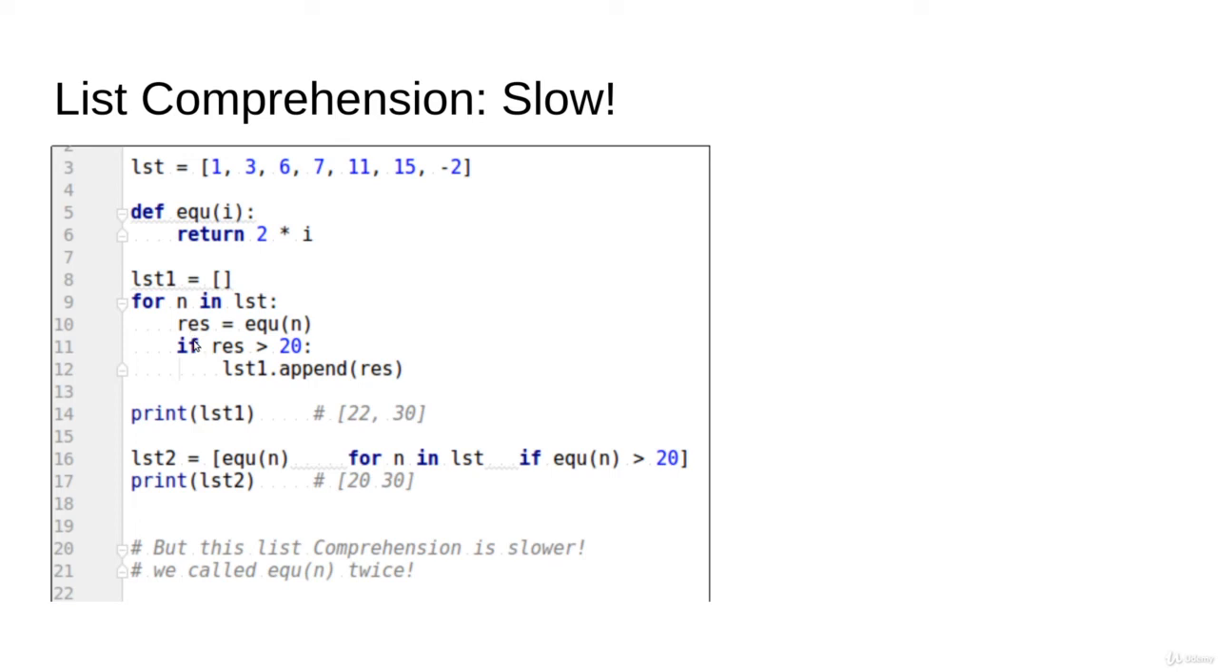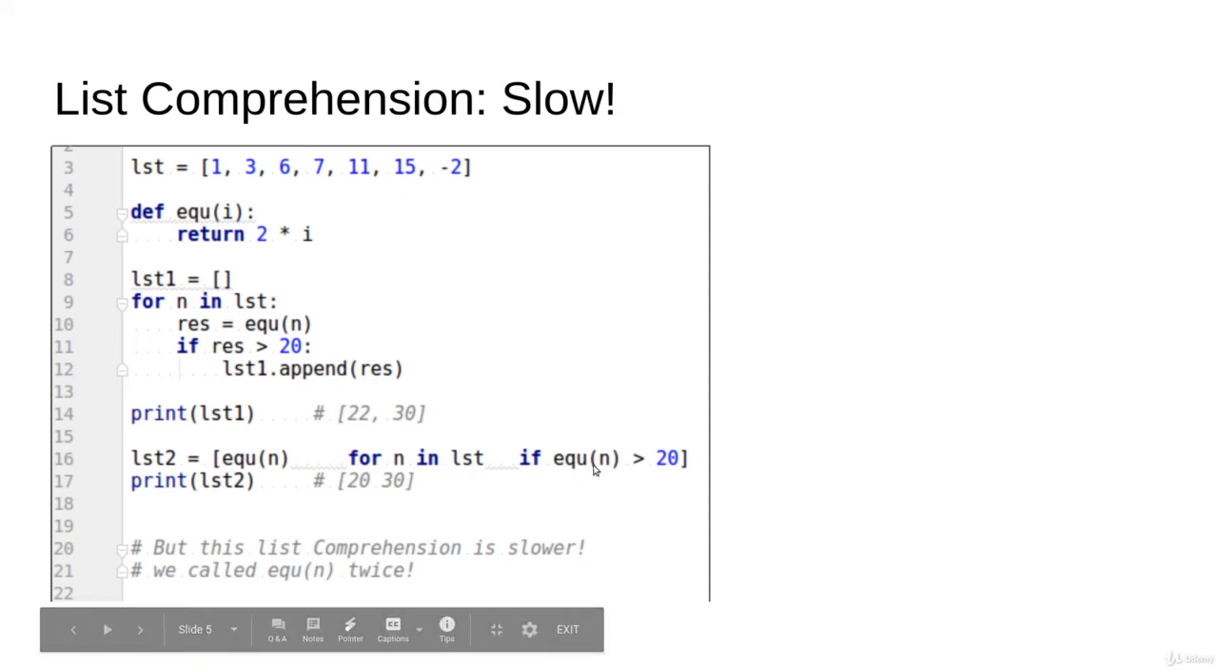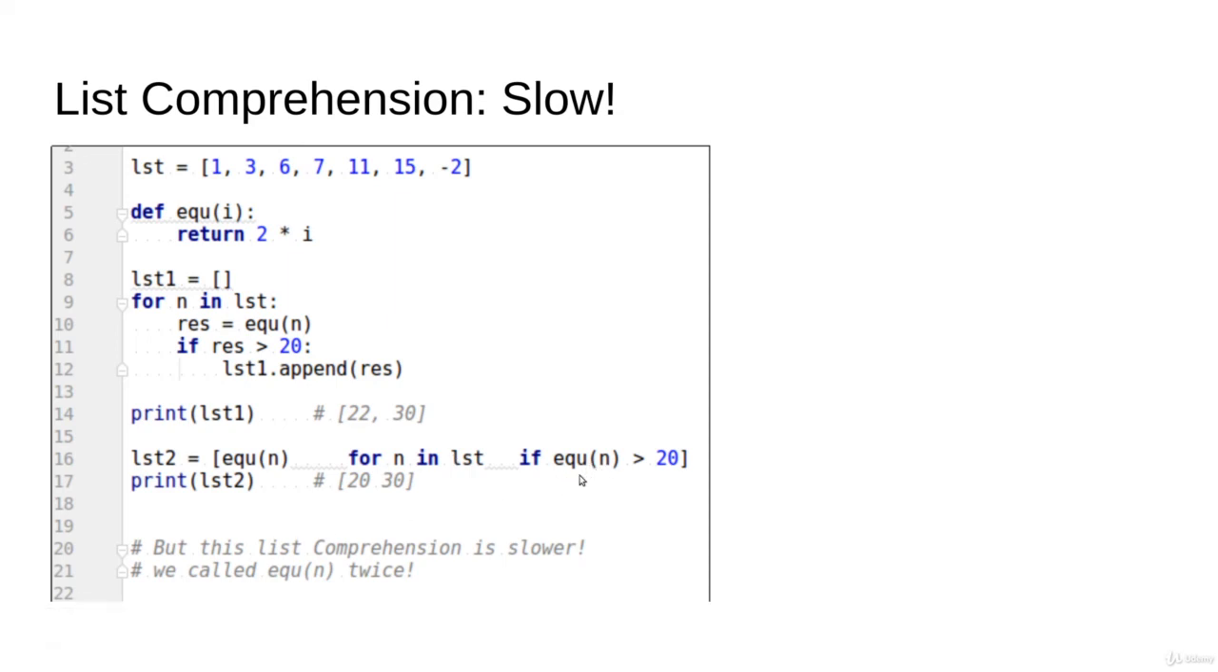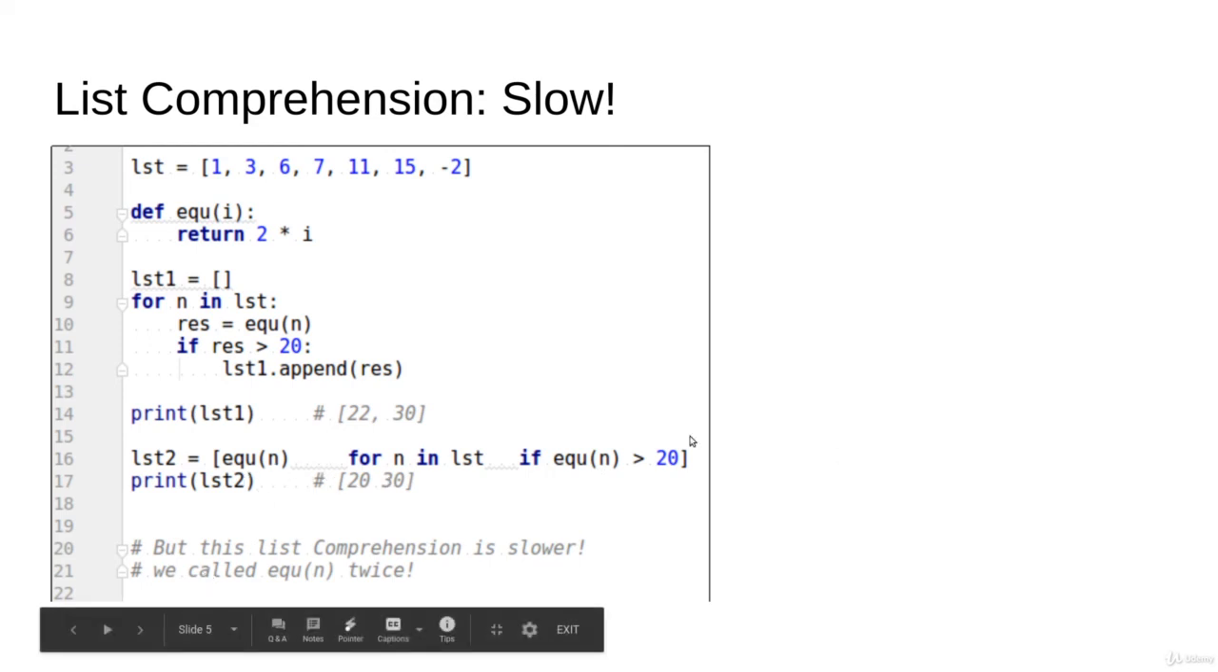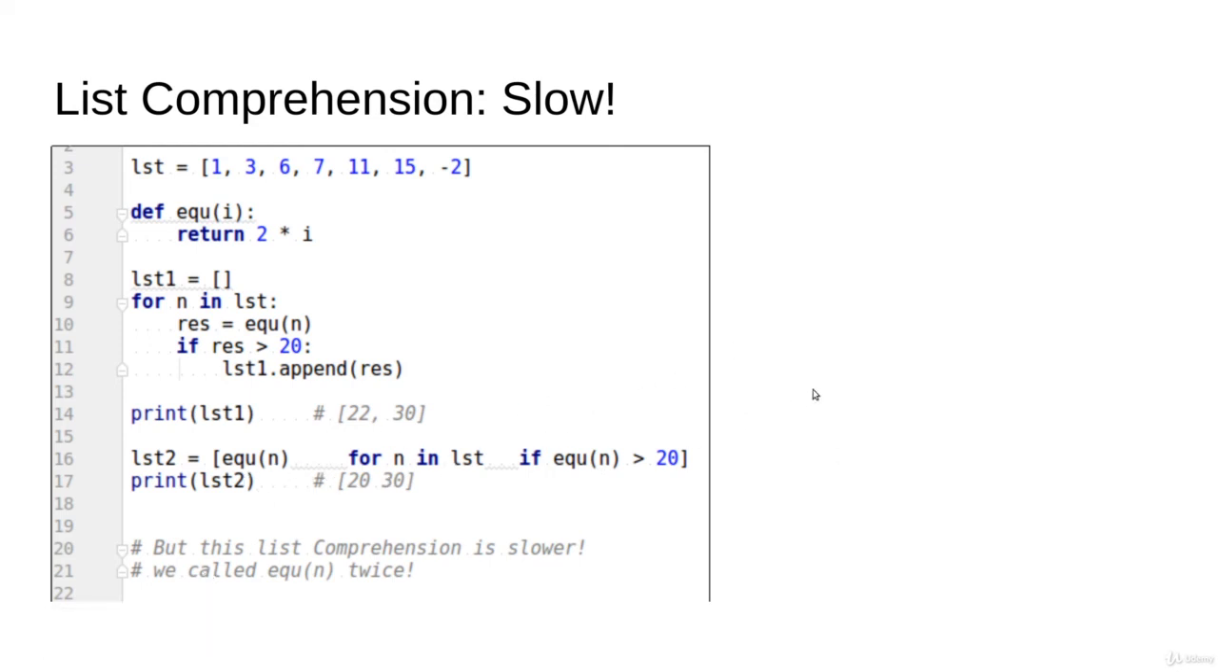Now let's see the list comprehension. We will make a for loop, and we need to make a filter. So if equation of n greater than 20 is a filter, if this is true, we assign equation of n. Where is the problem? The problem is the equation of n value is computed twice, once here and once here. So the list comprehension by default in this way is very slow.